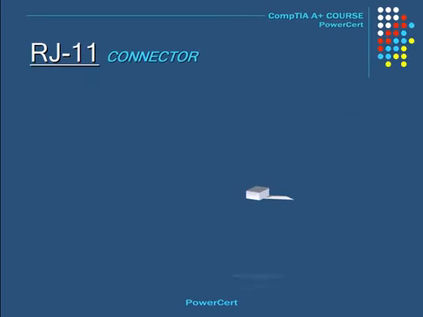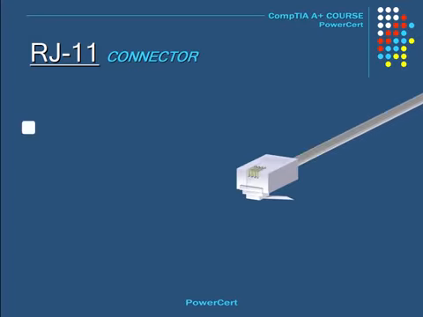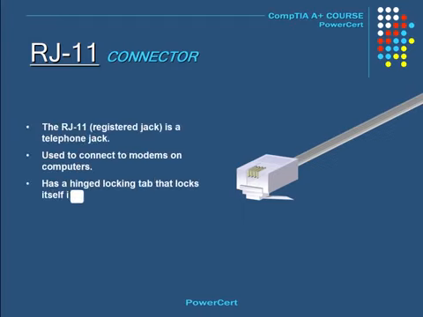Now this is the RJ11 connector, and RJ stands for registered jack. And this is a 4-wire connector used mainly to connect telephone equipment. But as far as networking, the RJ11 is used to connect computers to local area networks through the computer's modem. The RJ11 locks itself into place by a hinged locking tab, and it resembles the RJ45, but it's a little bit smaller.